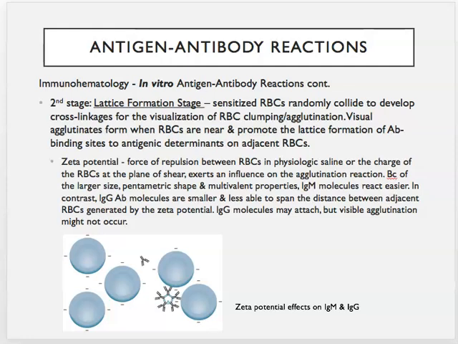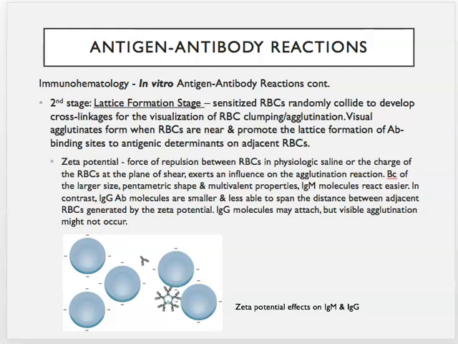Because of the larger size and the pentameric shape, multivalent properties, the IgM antibody molecules are going to react easier. In contrast, your IgG antibody molecules are smaller, so they're less able to span that distance between the adjacent red cells. So the IgG molecules may attach, but you may not have that visual agglutination.